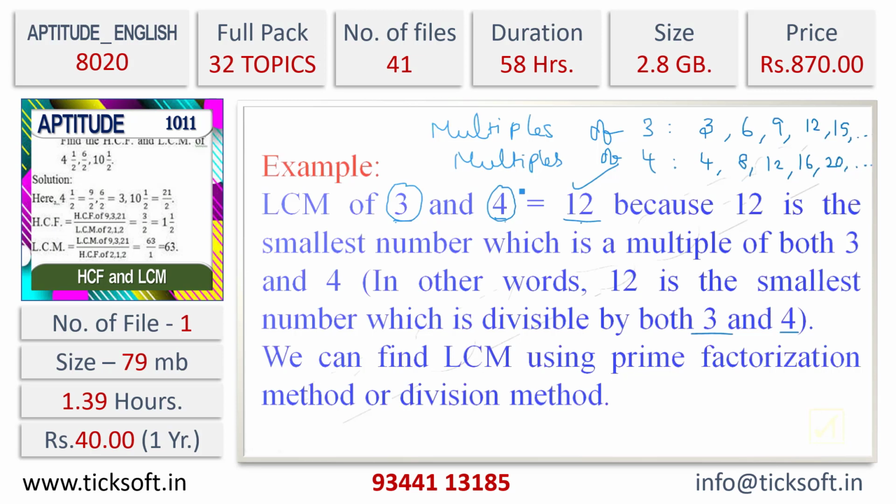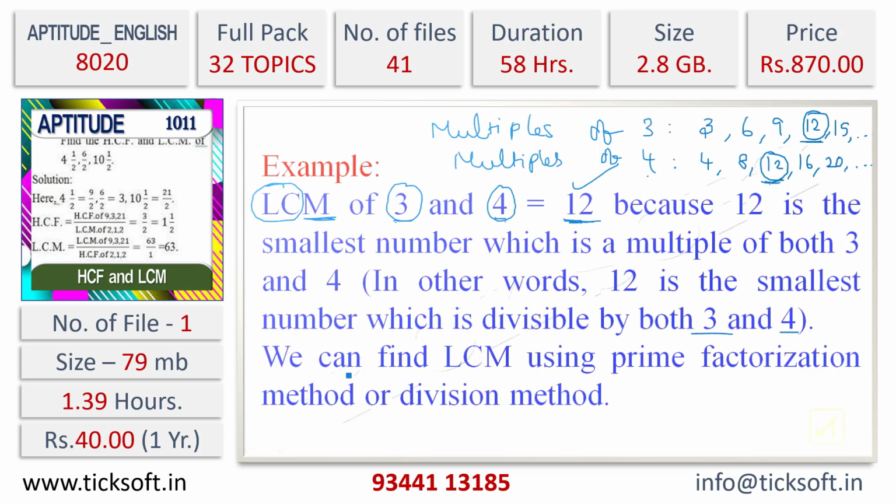We found the multiples, but here we have to find the least common multiple. The least as well as the common multiple of these two numbers is 12. That is, 12 is common to both lists of multiples and at the same time it is the least common multiple. Hence the LCM of 3 and 4 is 12. This 12 is the smallest number which is divisible by both 3 and 4.